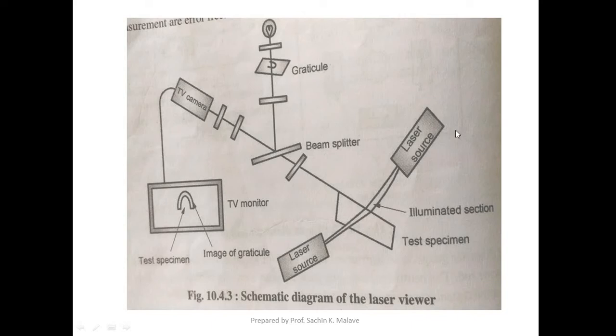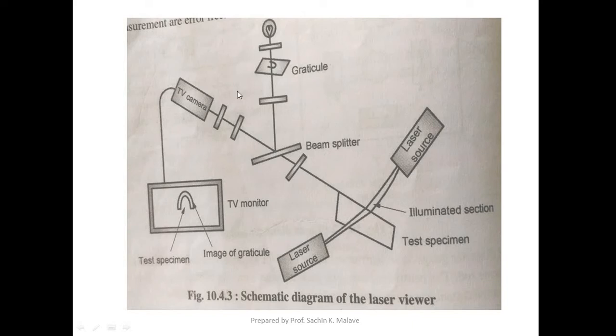Then it is observed by a TV camera. This is the TV camera. Then this is the beam splitter. This is a TV monitor. This is the graticule. What is a graticule? That we have already said. The engraved scale is already present on the graticule, used to measure, as we have seen in the case of the autocollimator. So the TV camera also observes the graticule via a beam splitter.